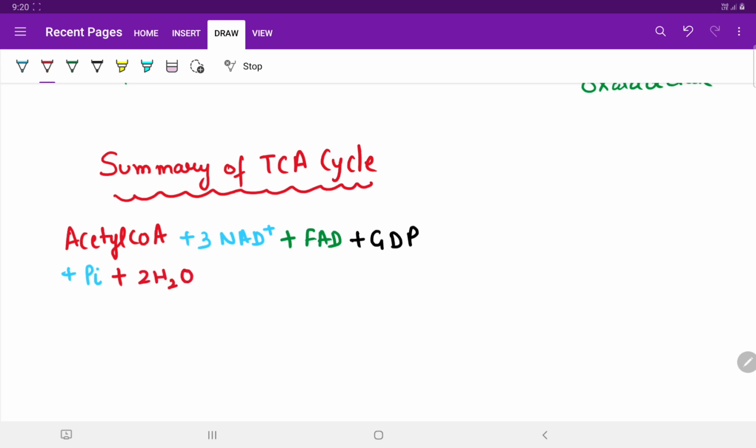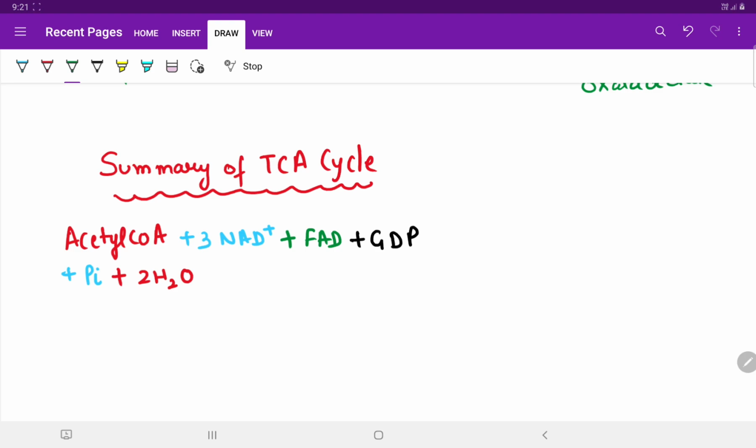One was the hydration reaction that was occurring in presence of aconitase enzyme, the conversion of aconitate into isocitrate, and the next is the conversion of fumarate to malate. So these are the two hydration reactions in which 2 molecules of water are consumed respectively.